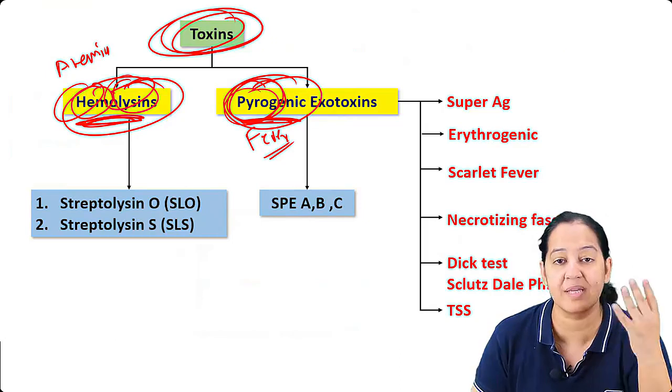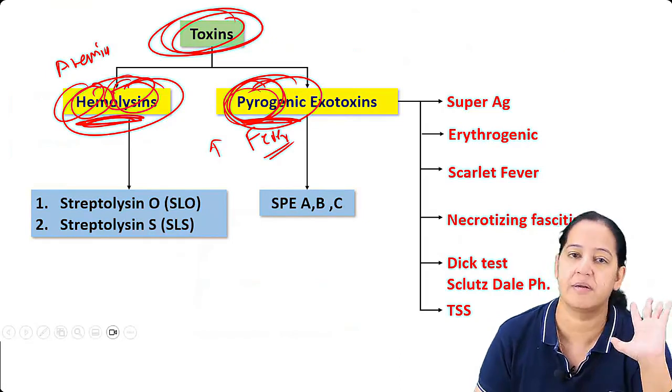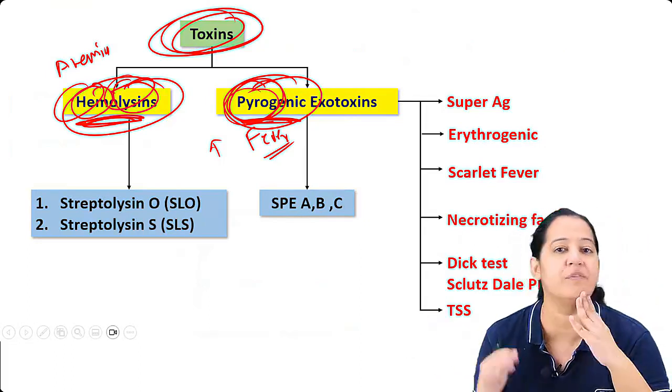Pyro means it is causing increased temperature. Pyrometer, pyrometry, increased temperature. It causes fever. So these toxins cause rupture of blood cells and these cause fever. There are two types of toxin.